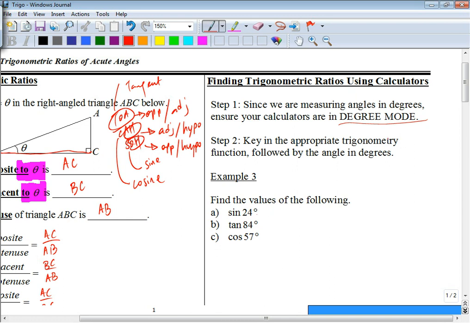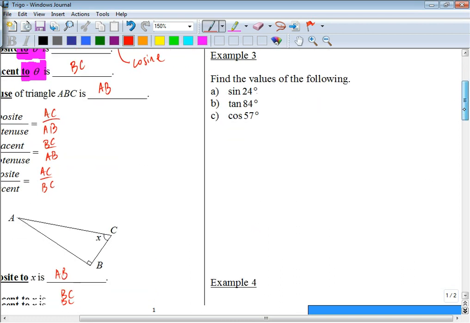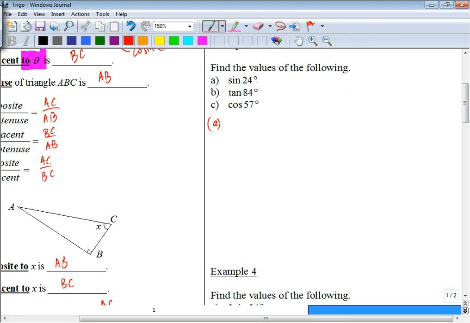Next, step 2. Just key in the appropriate trigo functions. For example, sine 24. So A, we look for our calculator. There is a sine. Press sine. Then there's an open bracket. You press 24. Close bracket. Enter. What is the answer? What did you all get? How many numbers should we write? 5 SF. Okay? So like this. Then we must round it off to 3 SF. 0.407. That's for A.